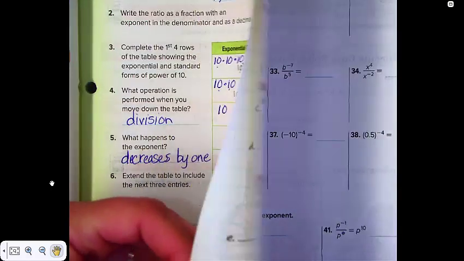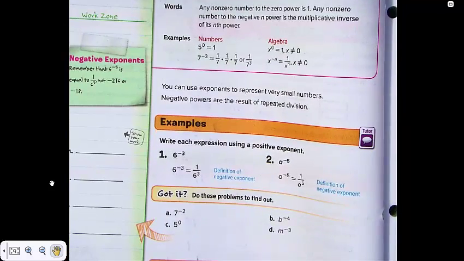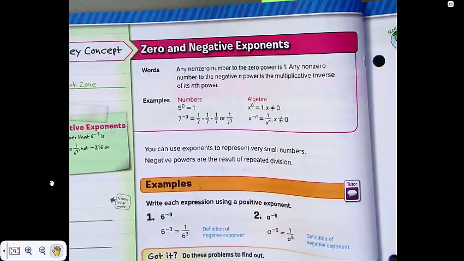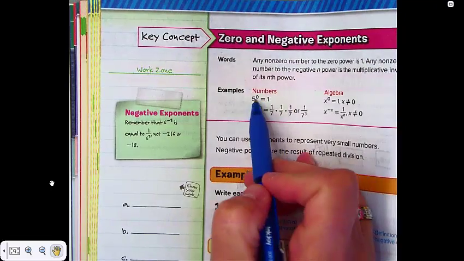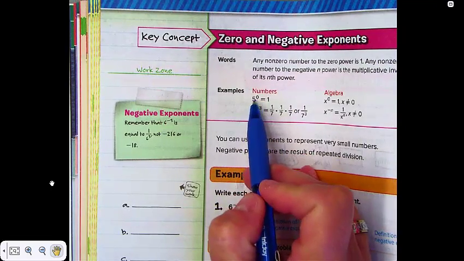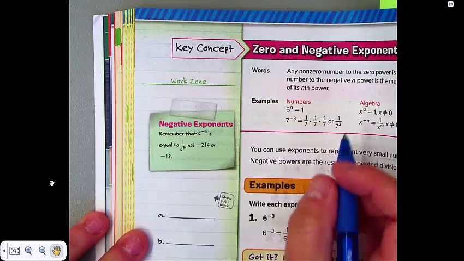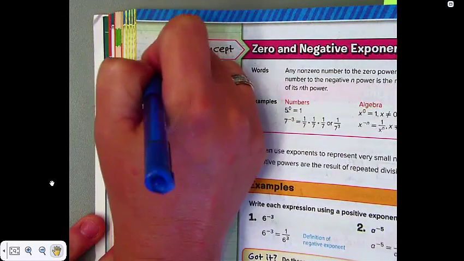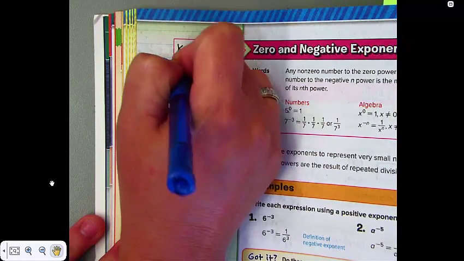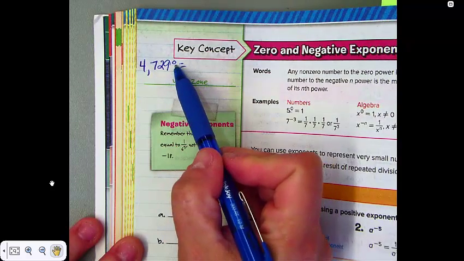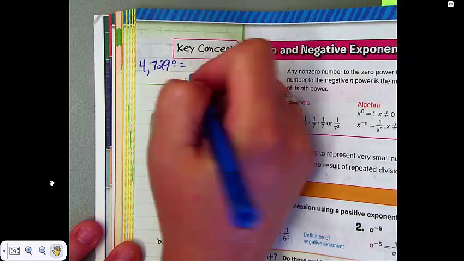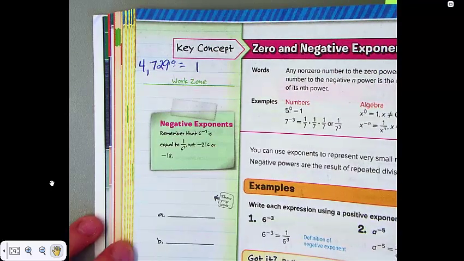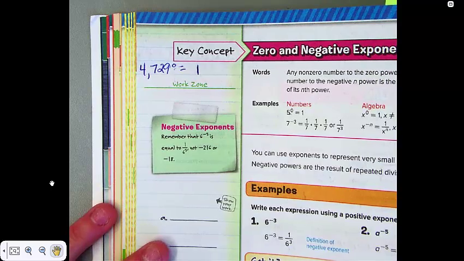Let's go on to page number 44. And this is talking about zero exponents. We just talked about that for a second. But a zero exponent, anytime you have any number raised to the 0 power, the answer is 1. So I could have 4,729. As long as it's to the 0 power, and no, this isn't a degree sign. I know that you're used to seeing that, but this is a power of 0. Regardless of how big that number is, it equals 1. Okay?